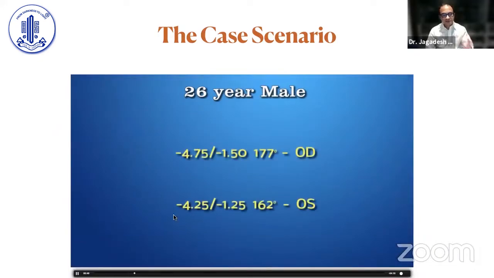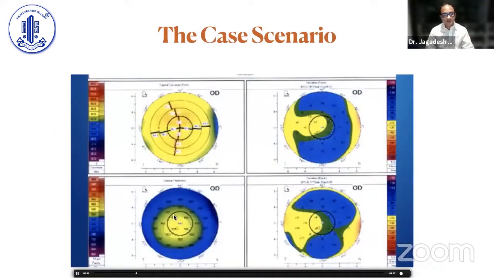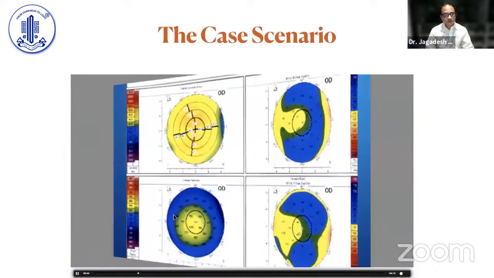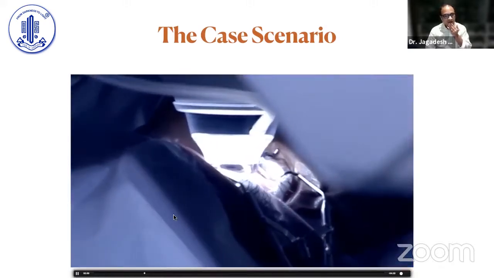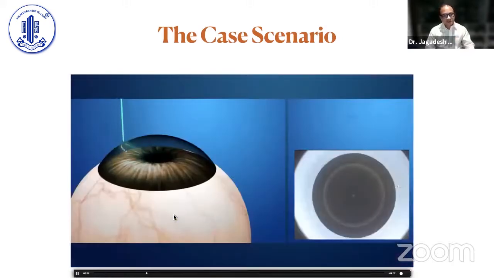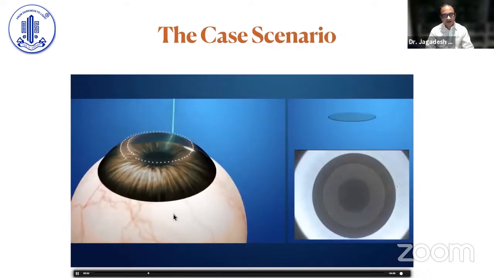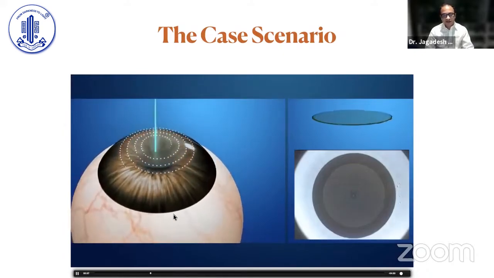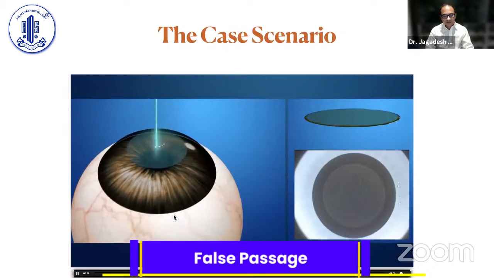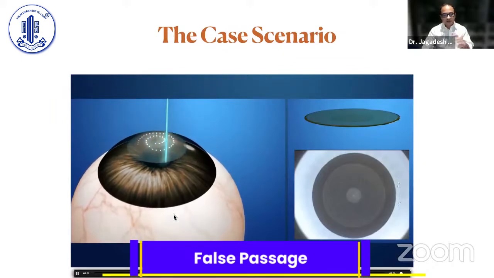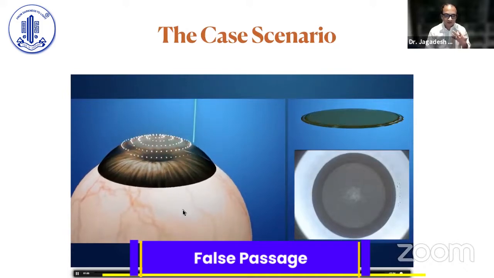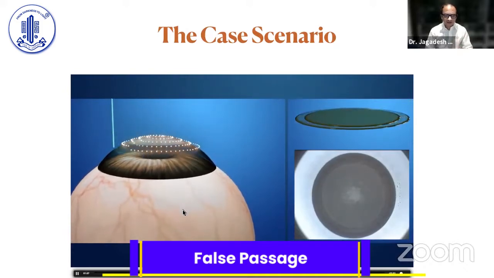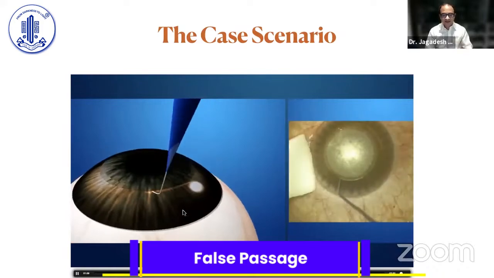So this was a 26-year-old patient, with a moderate amount of myopia, and the topography is pretty regular and suitable for a SMILE procedure. So he underwent a SMILE here. This is the patient's eye. On the right, you see how the dissection has been done, and you have two animations running. Here you have the posterior dissection done, then the anterior cleavage plane, and then the side cut.